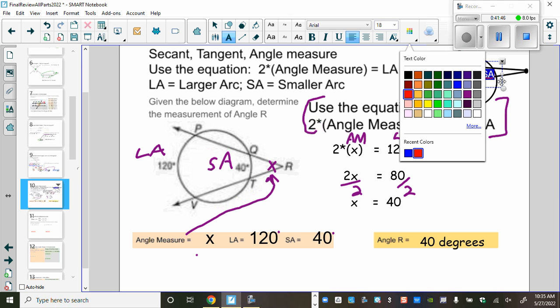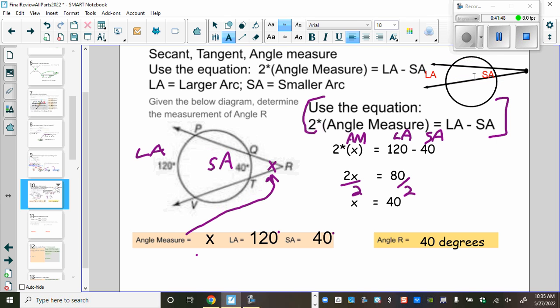So then we can definitely see, I know it's a little bunched up here, but your angle measure is always between the two lines. So you usually have larger arc, smaller arc, angle measure. It could be the other way around. It could be angle, smaller, larger arc.